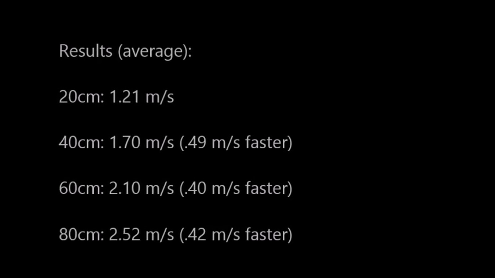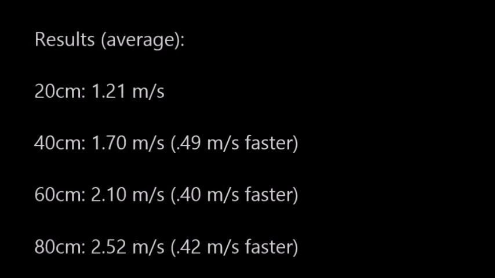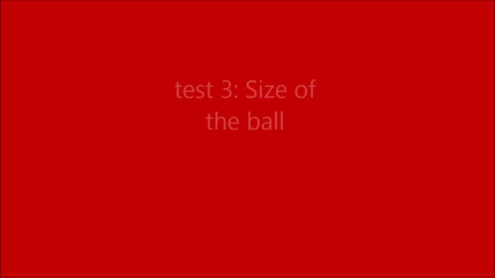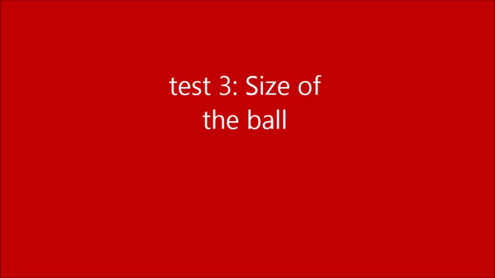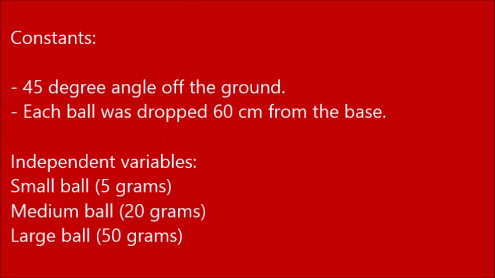My hypothesis was correct, where when I dropped a ball at a higher point on the ramp, its speed would increase. For my third and final test, I tested to see if the size of the ball affected the speed when rolling down the ramp. For these tests, I kept the angle measure of the ramp off the ground at 45 degrees, and each ball was dropped at a 60 centimeter point from the base of the ramp.